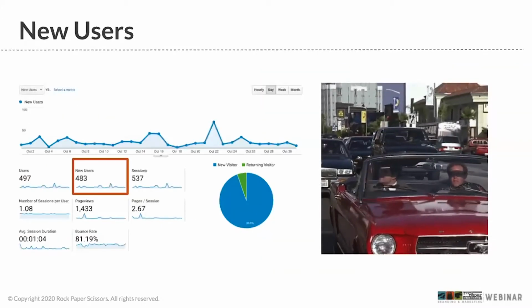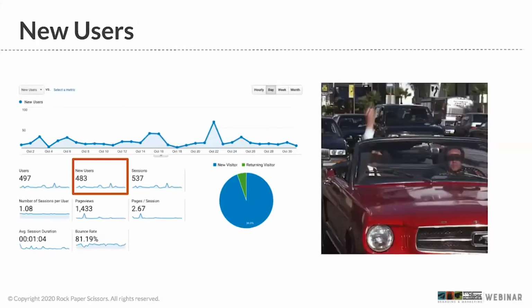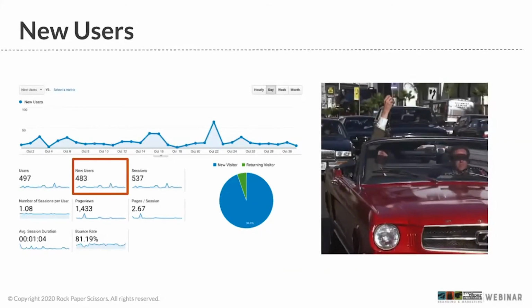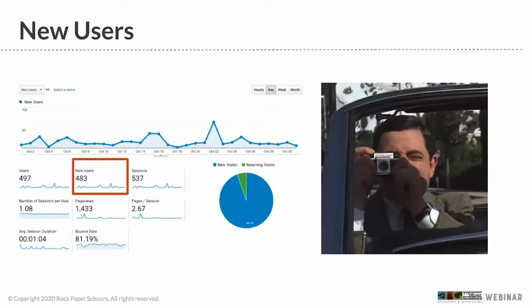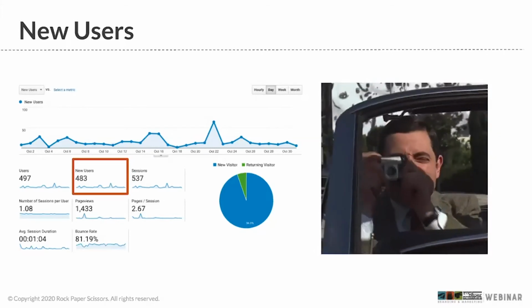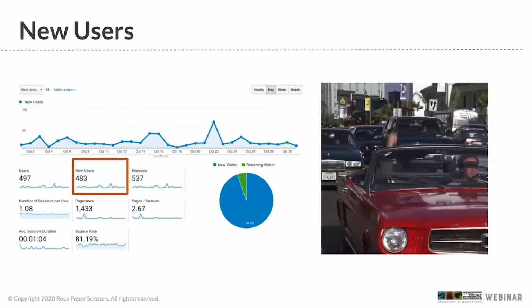All right, let's start with new users. New users are people who visit your website for the first time in a given period. This number tells you about how many people are first-time users to your website. We've highlighted it on the graph so you can see where that pops up.